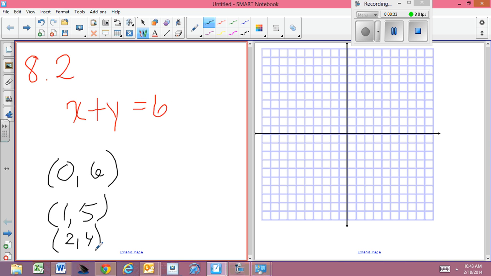You could be there all day. There's an infinite number of solutions. So the first way we learned to graph a line was just, I asked you guys to find 3 points, randomly generate 3 points that are solutions to the equation, and graph them.